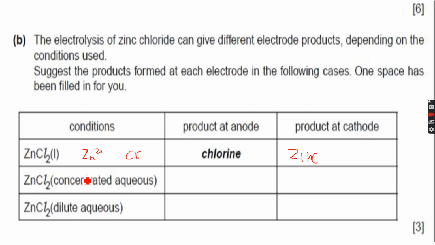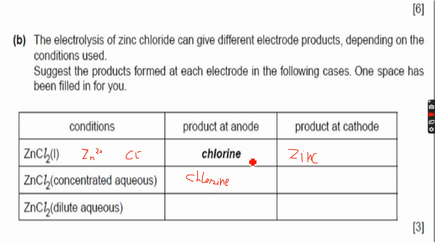Then ZnCl2 concentrated aqueous solution. Concentrated aqueous solution, again chlorine at the anode, because even though OH- discharges in preference to chloride ions, when Cl- is concentrated, a different thing happens. Chlorine is produced instead of oxygen.